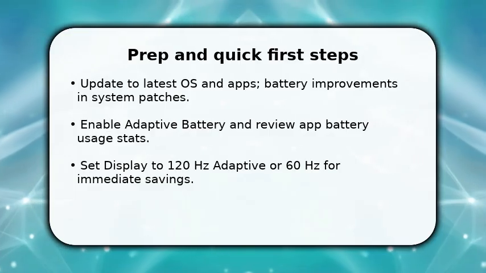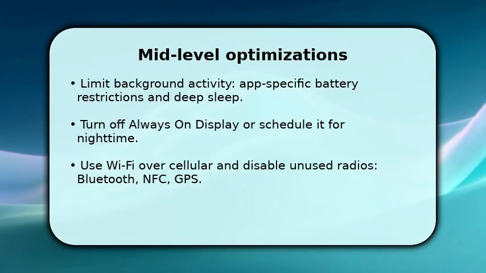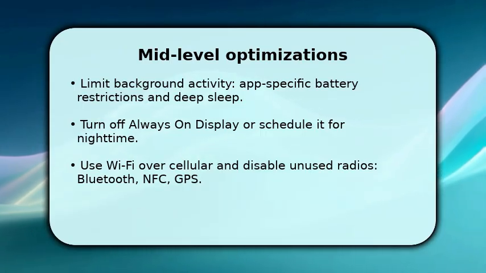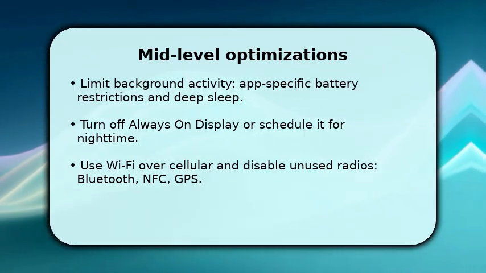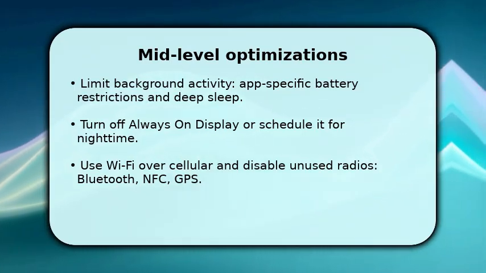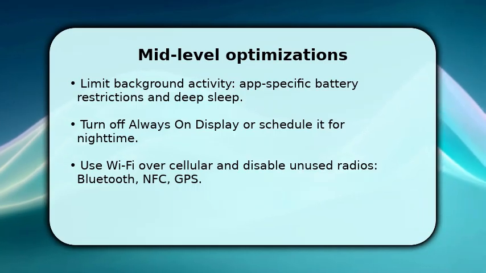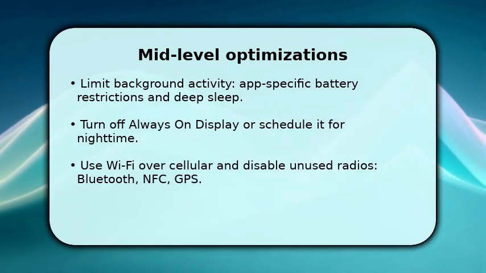Now you tighten mid-level settings that matter most during the day. First, set restrictive background activity for heavy apps and enable deep sleep where supported. This prevents constant wake locks. Then, disable always on display or schedule it to turn off overnight to save percent points.